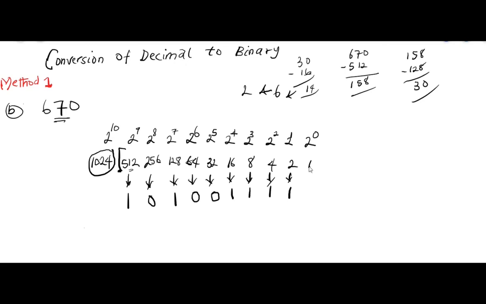But since it normally starts from 1, we are going to consider this one. But since we did not use it, we are going to turn it off. Okay, so we have 1 0 1 0 0 1 1 1 1 0. So 670 is equal to 1 0 1 0 0 1 1 1 1 0 to base 2.